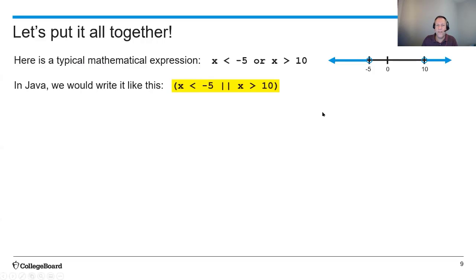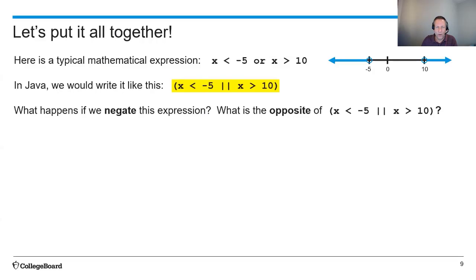And here's how we'd write that expression in Java. We would say x less than -5 or x greater than 10. It's not and, because it has to be one or the other, because it's two different parts of my number line. But what would happen if I'm looking to negate the expression? Basically, what is the opposite of x less than -5 or x greater than 10? If you look at the number line, it's this portion right here. I want all of the stuff inside the two blue arrows that I currently have. How do I do that?